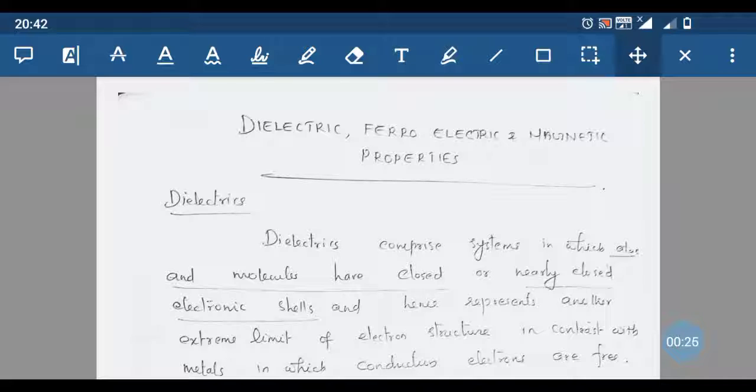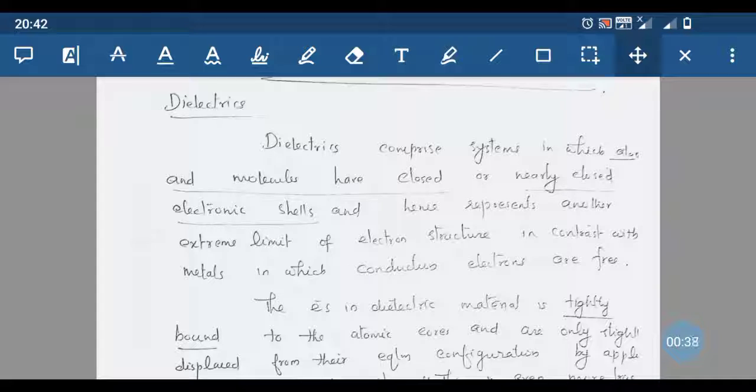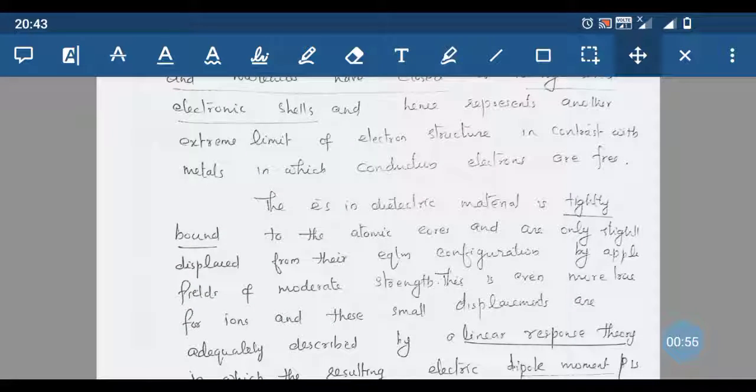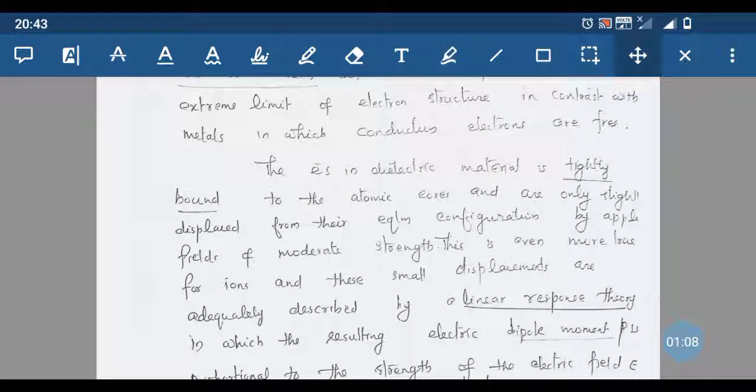In dielectrics, the atoms and molecules have closed or nearly closed electronic shells, and hence they represent another extreme limit of electron structure in contrast with the metals, in which conduction electrons are free. So in metals the conduction electrons are free, but in the case of dielectrics they have closed or nearly closed electronic shells. The electrons in a dielectric material are tightly bound to the atomic cores and are only slightly displaced from the equilibrium configuration by applying fields of moderate strength.